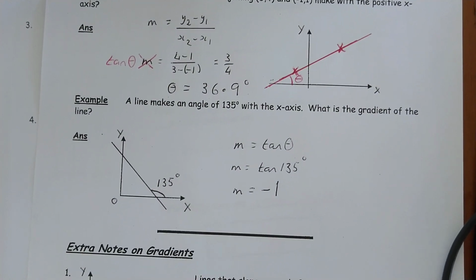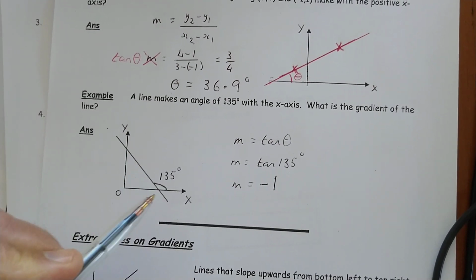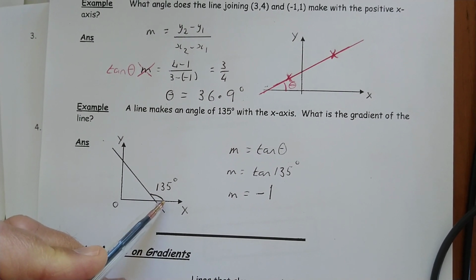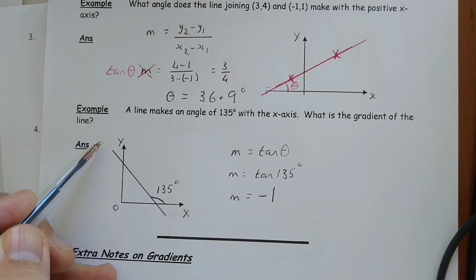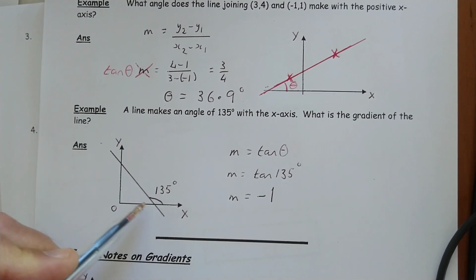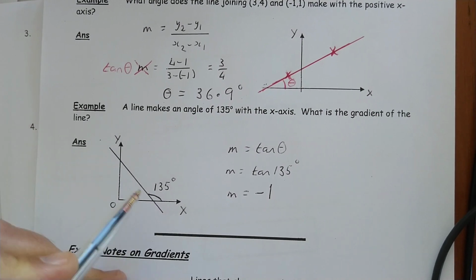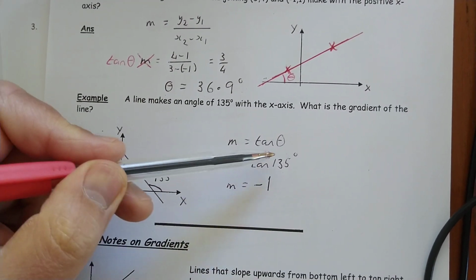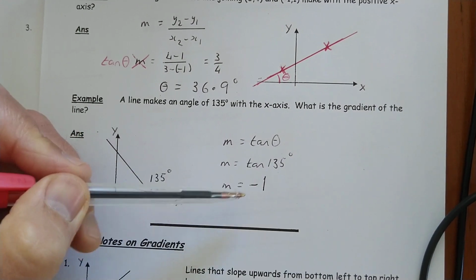Second example, just like the one I showed you. This time I notice when I put in my angle with the horizontal, 135 is more than 90, so my line is coming down the way. So I'm expecting a negative answer, because that's how that looks. Gradient is tan theta, tan 135, reach for the calculator, negative 1.